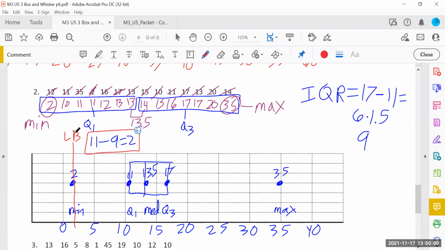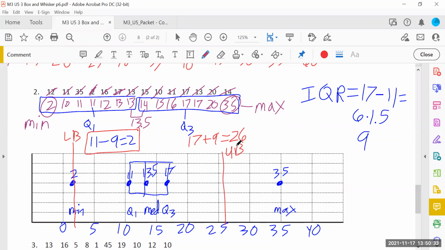It just squeaks in, right? It's on the lower boundary. And we said the lower boundary and upper boundary are fine. You have to be past them. So if I do 17 plus 9, that makes 26. Here's my upper boundary at 26. 35 is definitely outside that. Does that make sense to everybody? Up and down is yes, side to side is no.